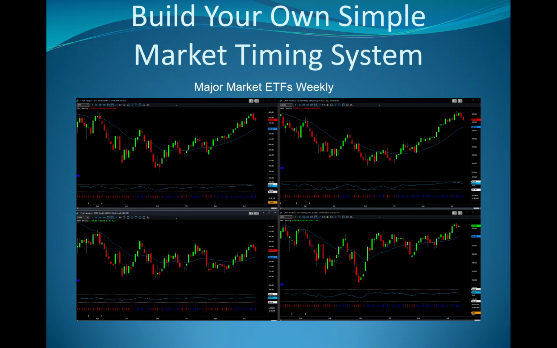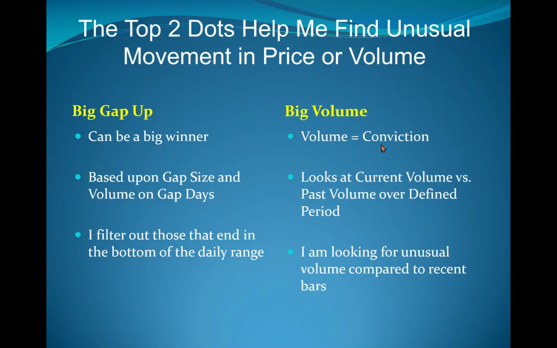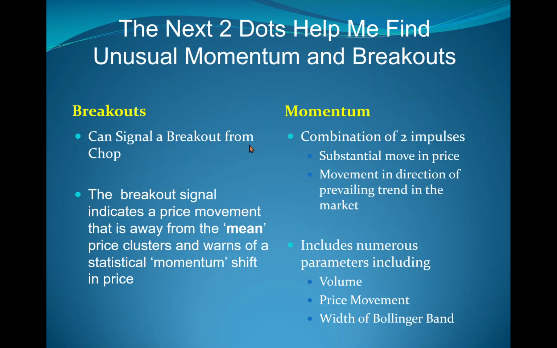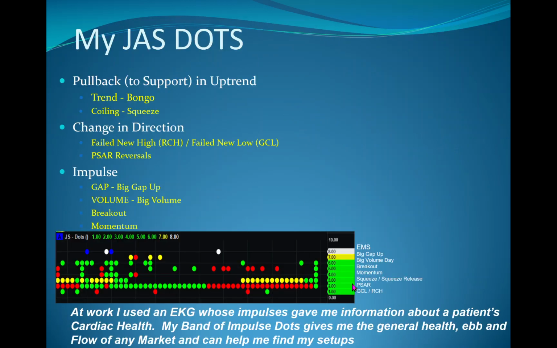And that one will reflect volume, which is conviction. I look at the current volume versus past volume over a defined period. I'm looking for unusual volume compared to recent bars. The next bar down is breakout, or the next dot down.